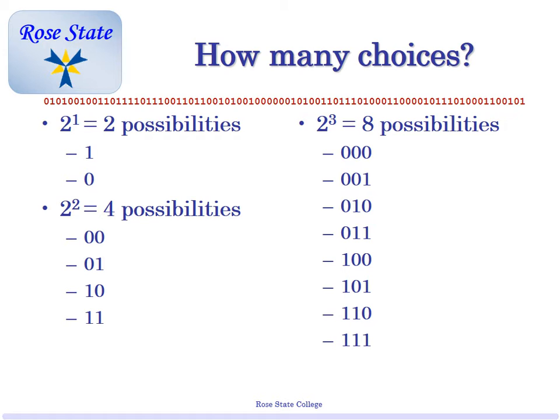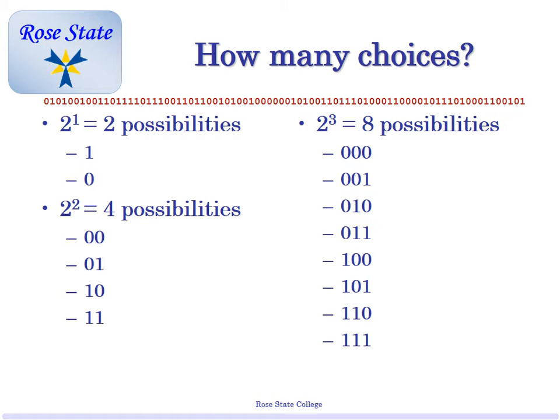Okay, 2 to the 4th, I'm sorry, not 2 squared is 4 possibilities. 2 squared is 2 times 2. Those are the possibilities of 2 squared. There's 2 to the 3rd, or 2 cubed. You see, those are all the possibilities. So you're seeing exactly how many possibilities we have.